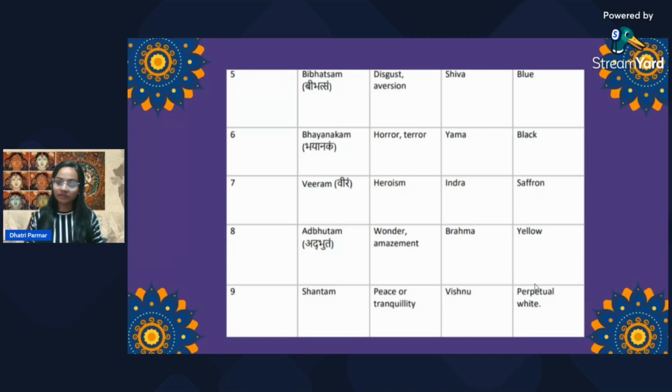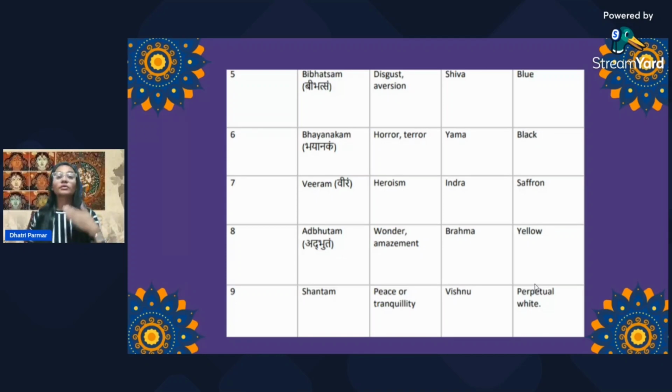The seventh rasa is Veera, connected with heroism, and its deity is Indra, and its color is saffron. Whenever there is heroism in the protagonist or in the battlefield description, there is emergence of a Veera rasa, or the Swayamvar is also an example of that Veera rasa. The eighth rasa is Adbhuta, that arises the bhavas like wonder and amazement, and its deity is Brahma, and its color is yellow. Whenever something unexpected takes place on the stage, at that time the Adbhuta rasa emerges.